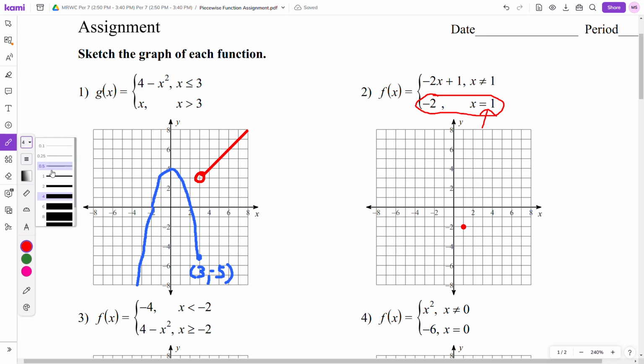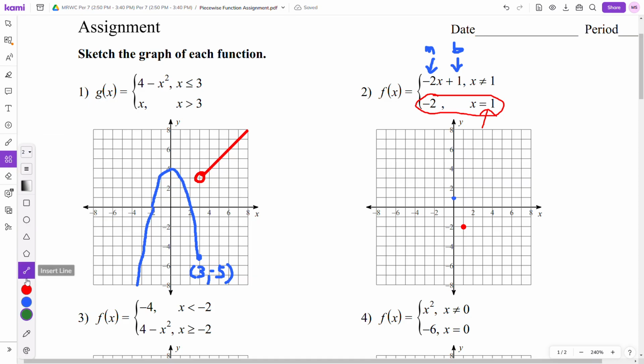And otherwise, it's a line with a slope. This right here is the slope. Yes, negative 2 is the slope. That's your m. And 1 is your y-intercept. That's your b. So it has a y-intercept of 1 and a slope of negative 2. Let's go ahead and graph that using our little line tool. Use a different color.